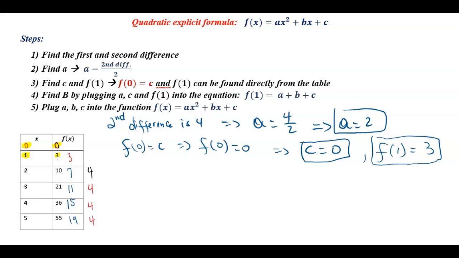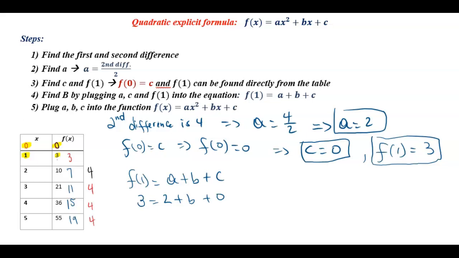Now that we have A, we have C, we have f of 1, the next step is to find B. So we're gonna have f of 1 equal A plus B plus C. Okay, so f of 1 is 3. So we're gonna have 3 equal, and we have the value of A is 2, plus B, and the value of C is 0. So 2 plus 0 is 2.